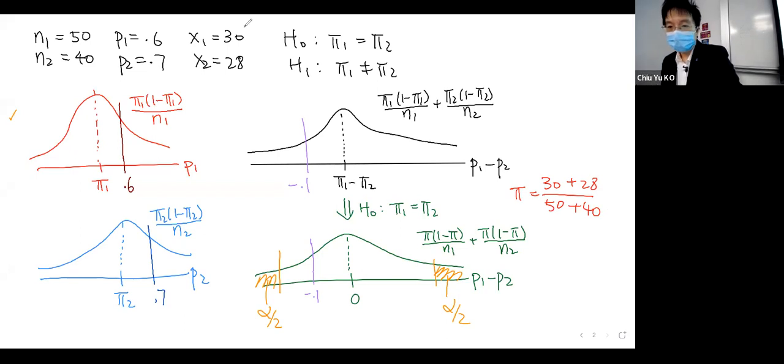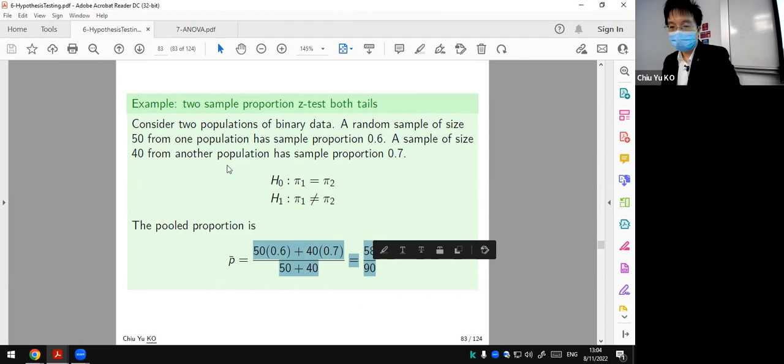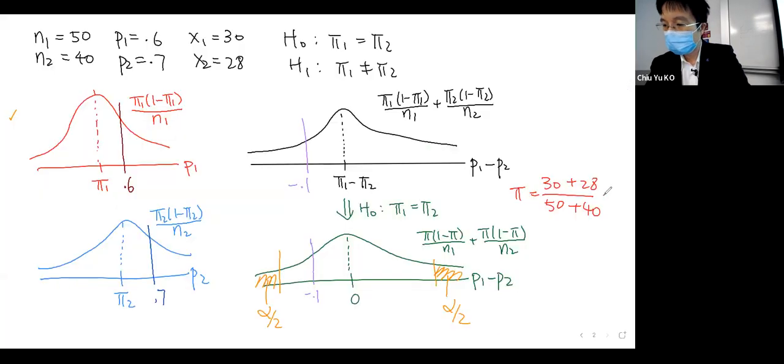Okay, so that is the goal of that idea. Let's get back to the question. Here this is what we have. It actually turns out to be 58 over 90. So this is actually 58 over 90. And then let's check out the next.